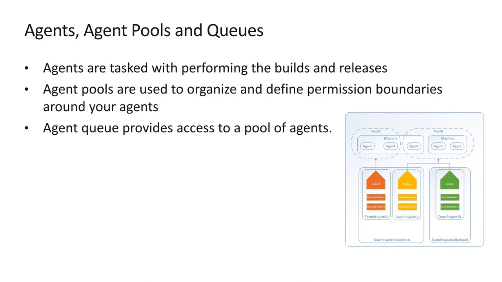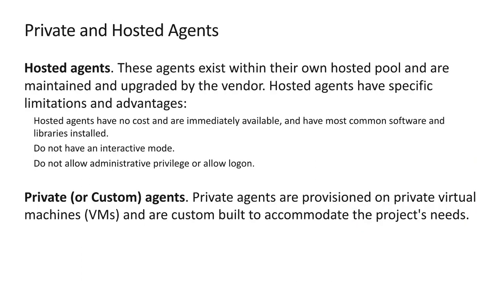So first comes agent, and multiple agents combined together are called agent pools, and multiple agent pools combined together are called an agent queue. Okay. And there are two types of agents. This we have discussed in our previous module as well. So what are the two types of agents? One is hosted agents, another one is private agents.